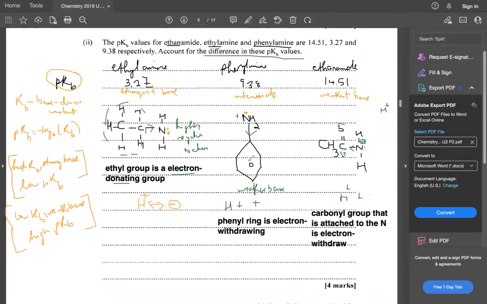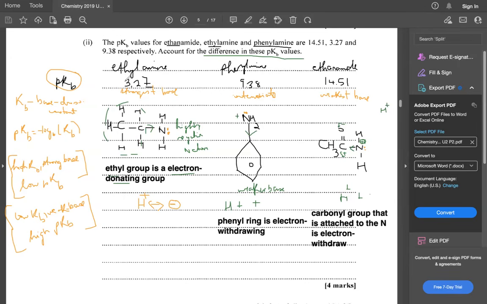In this case, we have a withdrawing group, which is the phenyl ring. And in this case, we also have a withdrawing group attached to the nitrogen, but it is far more withdrawing than this one. And so what we see is that when this one withdraws all the electrons, this nitrogen is going to be more positive than in the case of the phenylamine. And so this one is less able to act as a base than the phenylamine. That's how these pKb values reflect that.